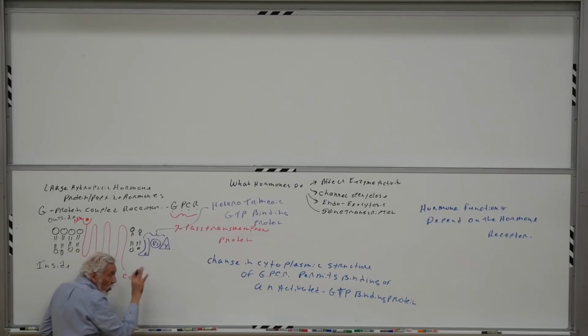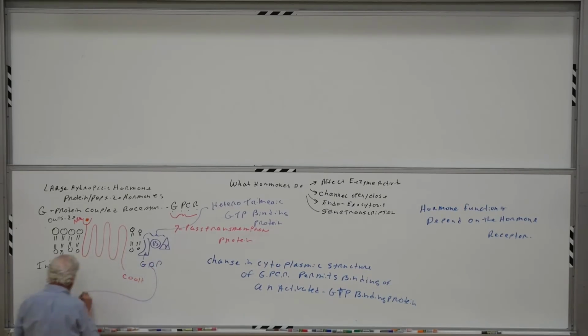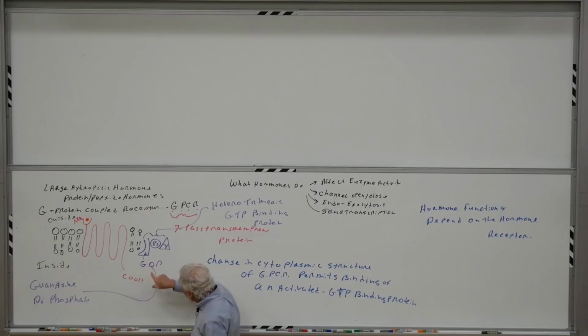Normally, the beta and the gamma and the alpha all live together. They're all happily bound one to the other. But for these guys to all live together happily, this alpha subunit has to have attached down here a GTP. This is guanosine triphosphate. Diphosphate. Now, when the GTP is bound to the alpha, it's inactive.